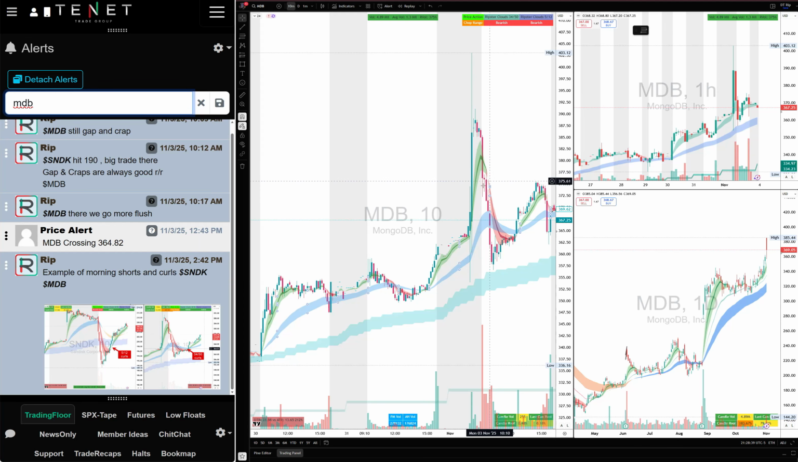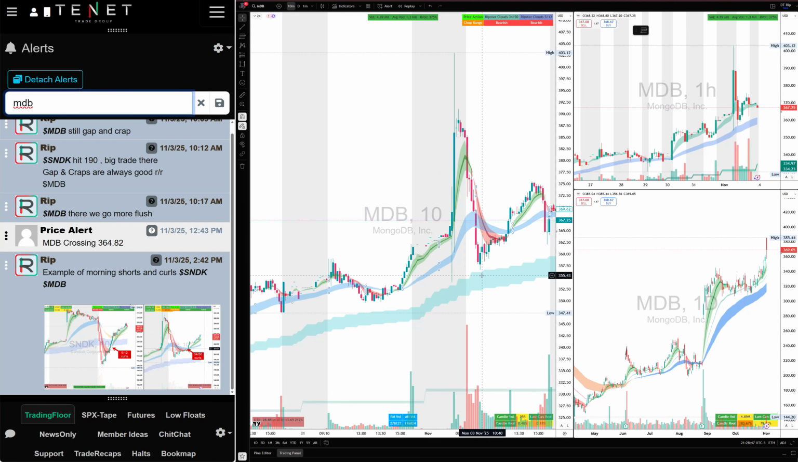I was on the voice. I told the traders it's a gap and crap. Even at 10 a.m. I told the traders it's still a gap and crap. Even from that 371, it went on to flush to 357.50. Beautiful gap and crap setup, right?